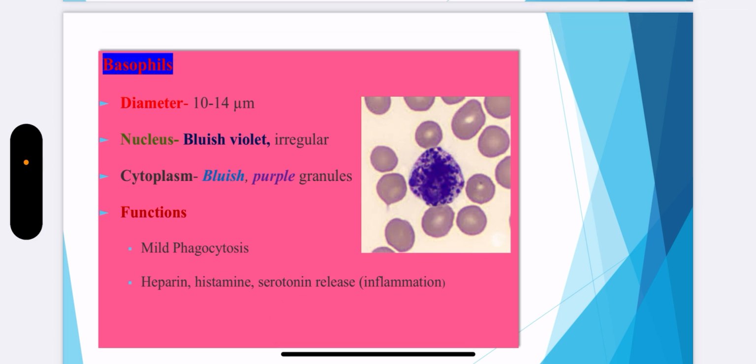Next are basophils. The diameter is around the same, 10 to 14 microns. The nucleus is bluish violet and irregular. The cytoplasm is bluish basophilic, and it has deep purple granules completely covering and distorting the nucleus. Mildly phagocytic activity is there, and they release heparin, histamine, serotonin. So there is promotion of inflammatory reactions as they release histamine and serotonin. They have a role in inflammation.